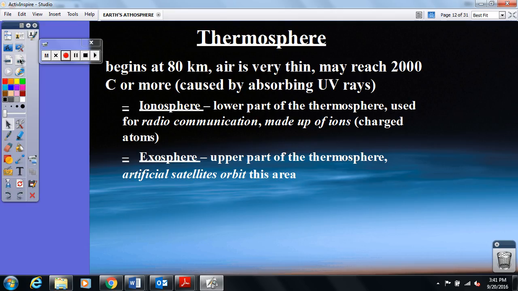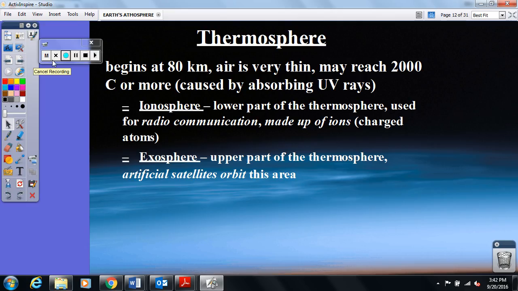The thermosphere is, once again, the next layer. It begins at roughly 80 kilometers. The air is very thin, and it can be more than 2,000 degrees Celsius. And that is a positive number, so it's really hot. And it's really hot because you have another ozone layer where more UV rays are being absorbed.